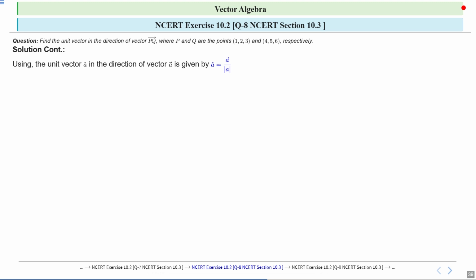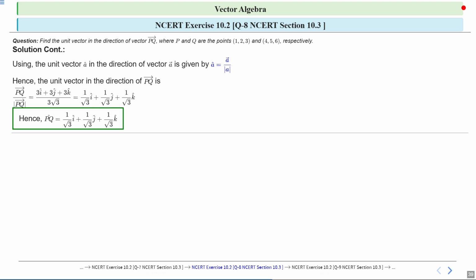Using the unit vector a cap in the direction of the vector a vector is given by a cap equal to a vector upon magnitude of a vector. Hence, the unit vector in the direction of PQ vector is PQ vector upon magnitude of PQ vector, which will be equal to 3 i cap plus 3 j cap plus 3 k cap upon 3 root 3, which is equal to 1 upon root 3 i cap plus 1 upon root 3 j cap plus 1 upon root 3 k cap. Hence, PQ cap will be equal to 1 upon root 3 i cap plus 1 upon root 3 j cap plus 1 upon root 3 k cap.